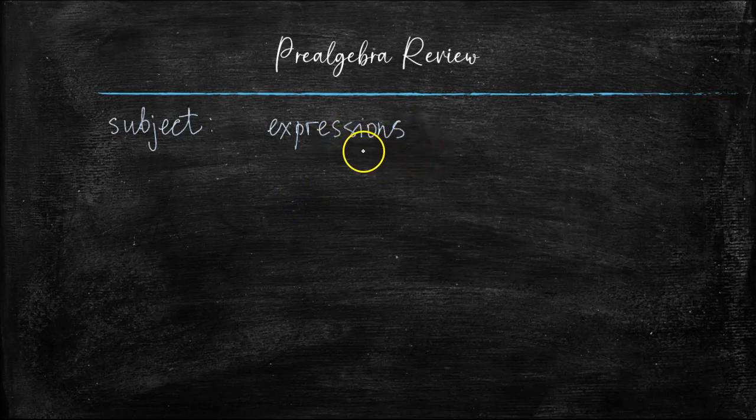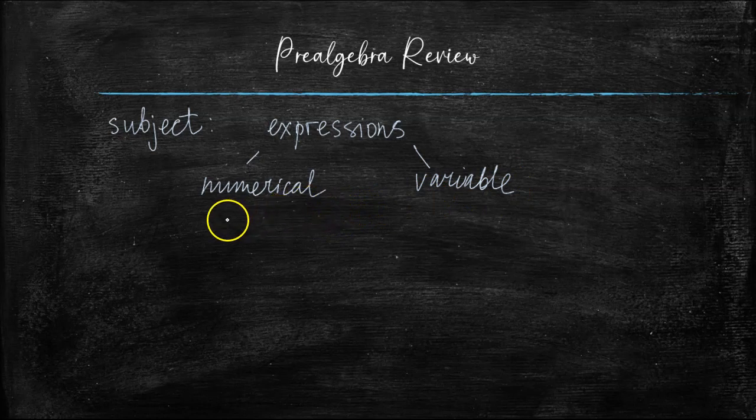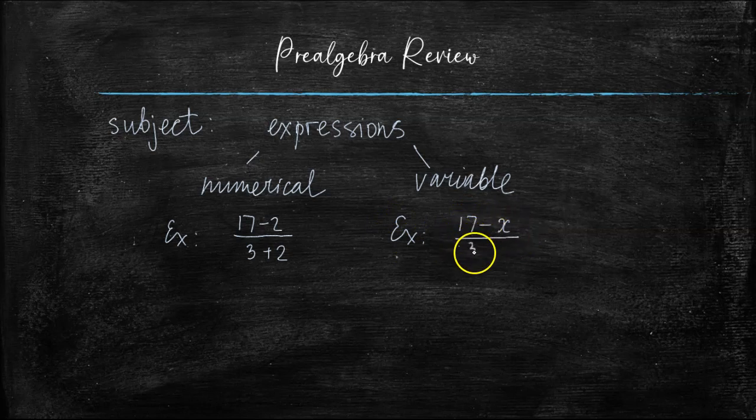Now, here we have to distinguish between numerical expressions and variable expressions. So if your expression doesn't have a variable, then it's called a numerical expression. So here's an example of a simple numerical expression. I'm being creative here. I'm writing things. I'm using numbers and operations, but I'm not using variables. So this is called a numerical expression. And here's an example of a variable expression. Now I can introduce a variable, and this is called a variable expression.